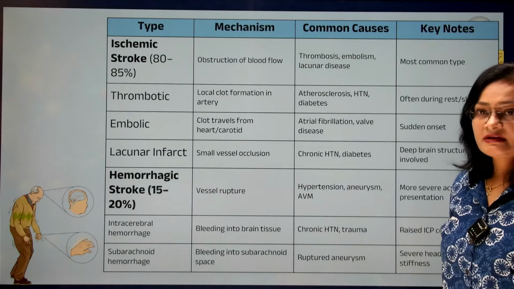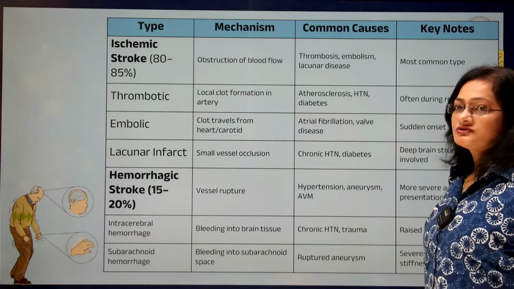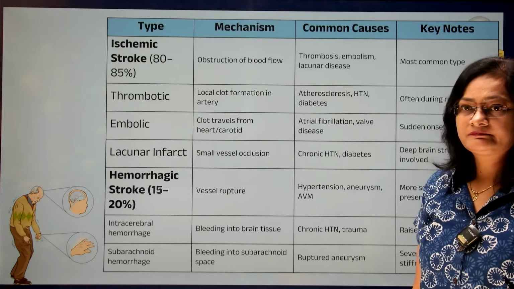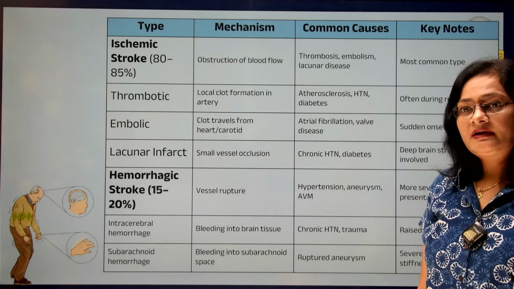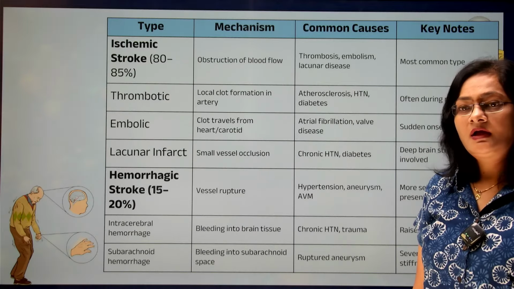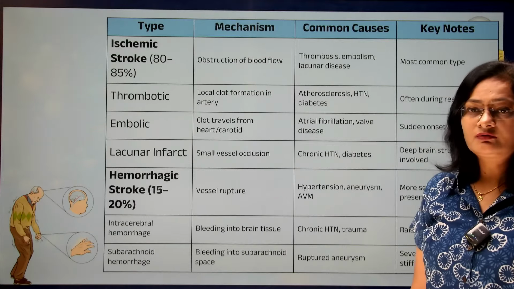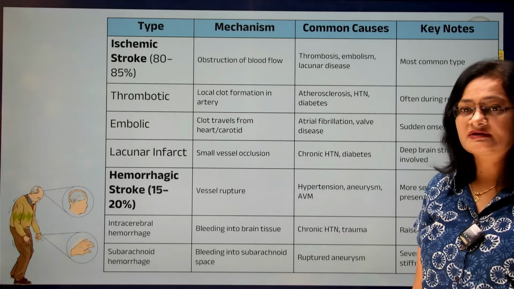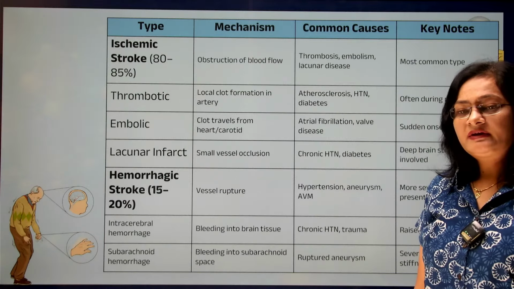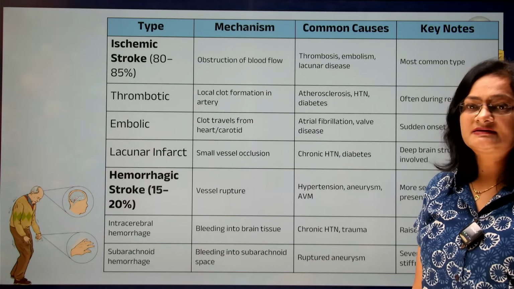So these are the differences between ischemic and hemorrhagic stroke. So ischemic stroke, it is common in 80 to 85%. It may be divided into thrombotic, embolic or lacunar infarct. While hemorrhagic stroke, it is less common. Only 15 to 20% of the people suffer from hemorrhagic stroke. Hemorrhagic stroke will be divided into intracerebral hemorrhage and subarachnoid hemorrhage.